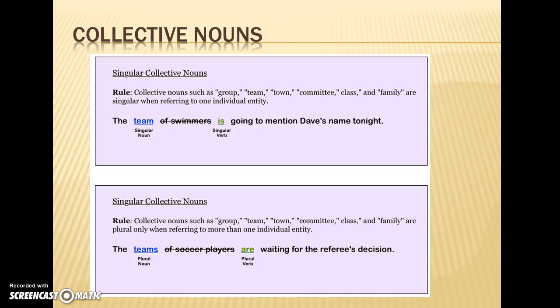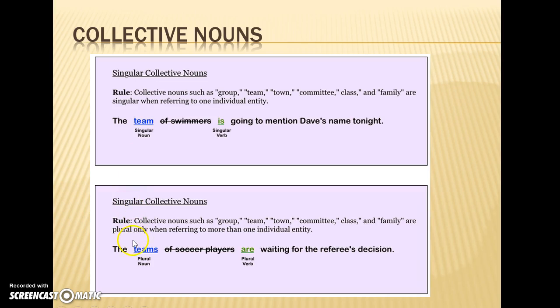Now this can get kind of tough when we talk about collective nouns. On note 8, you're going to have questions specifically referring to collective nouns. Take a look at this first example: the team of swimmers is going to mention his name tonight. Collective nouns such as a group, a team, or a town, even your AP class, are singular and refer to one individual entity. So even if your soccer team or your basketball team is made up of a bunch of teammates, it's still a singular noun. So the team is going to mention Dave's name tonight.